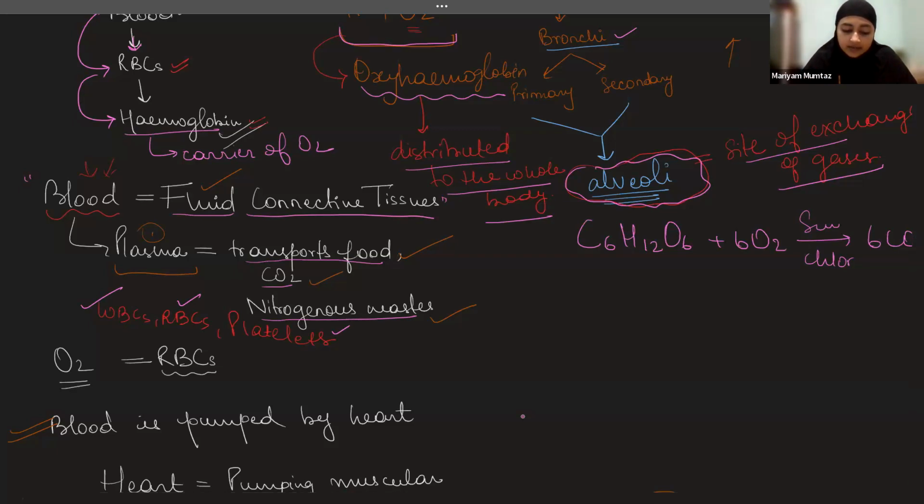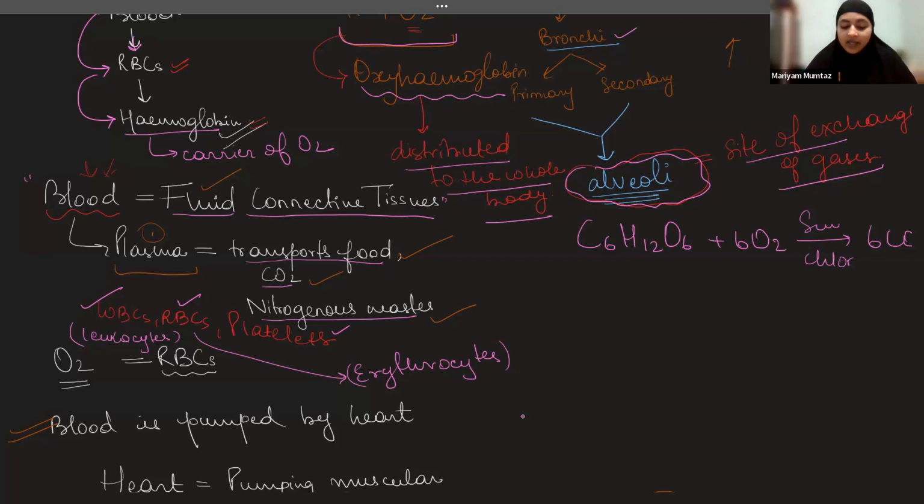Anyone? Any idea? No, ma'am. See, leukocytes. Leukocytes is WBC. RBC is erythrocytes. And okay, now anyone remembers what is the function of the blood platelets? When they get a wound, that time they make a scab over it or something to protect.